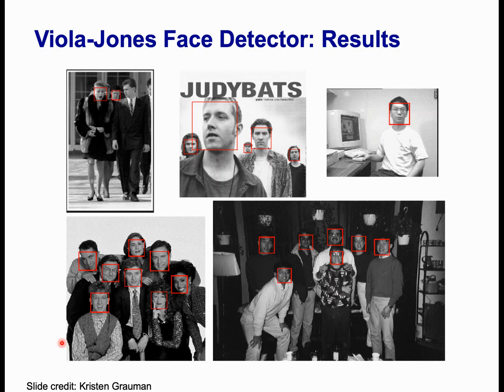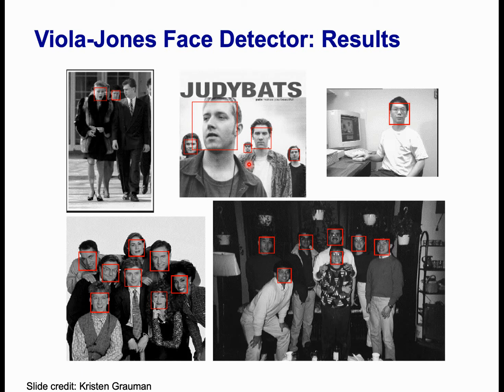So let's see some results of this algorithm. It was able to extract the faces even when there are multiple of them and at different scales. Because the algorithm is fast, I can run it at different scales. It was able to find faces despite the variations in skin color, despite the variations in illumination. It was even able to find them despite extremely large scale differences.